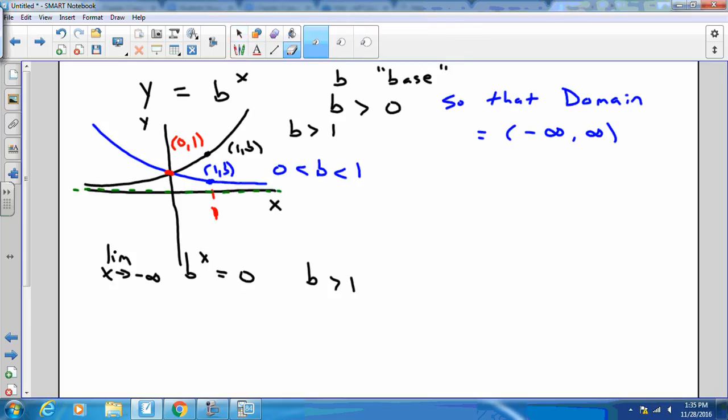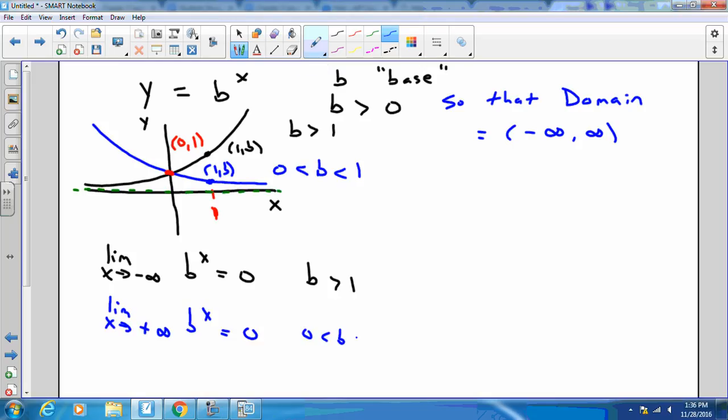Or, you can see that the limit as x goes to positive infinity of b to the x is 0 when b is between 0 and 1.